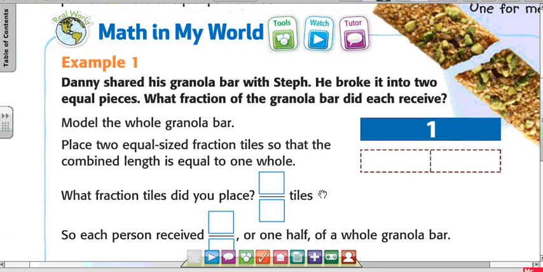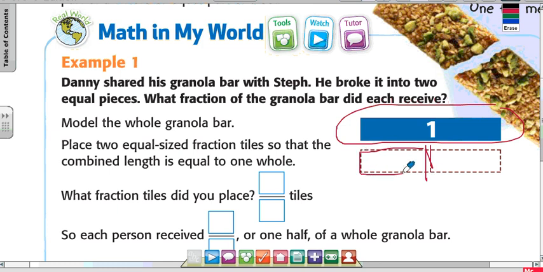Danny shared his granola bar with Stefan. He broke it into 2 pieces or into 2 equal parts. What fraction of the granola bar did they each have? So he took a granola bar like this, and he cut it in half, right? And he gave this section to his friend Stefan, and this section for himself.